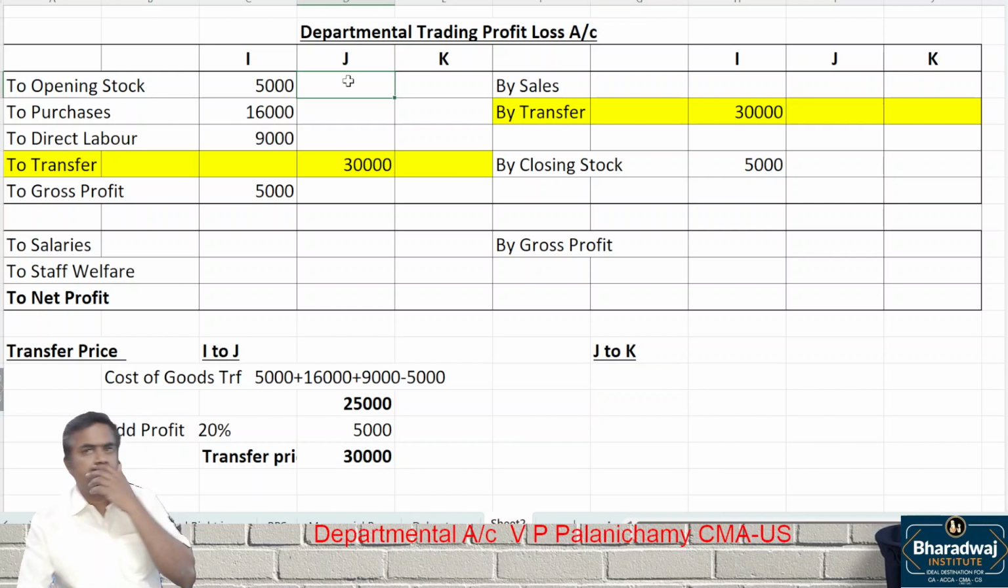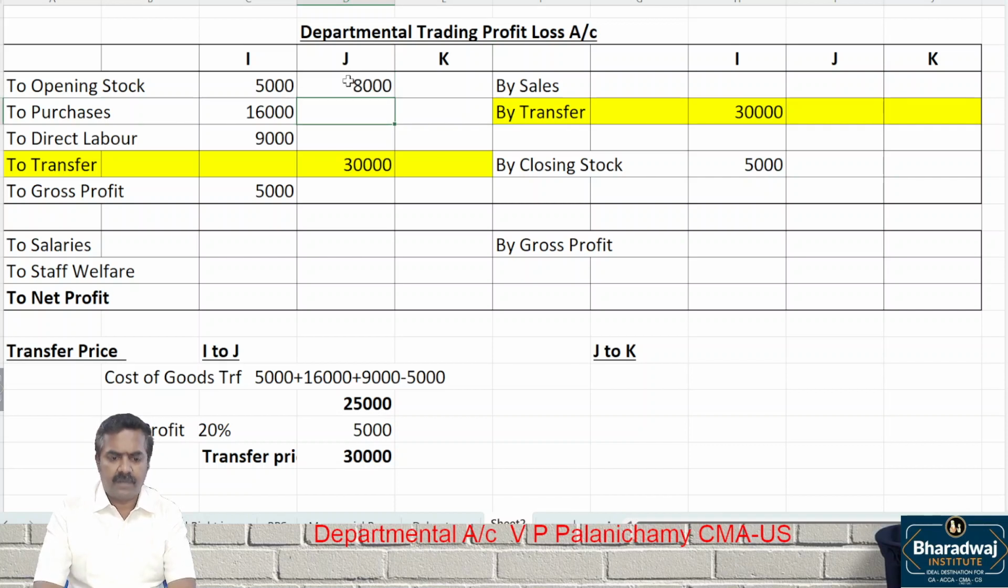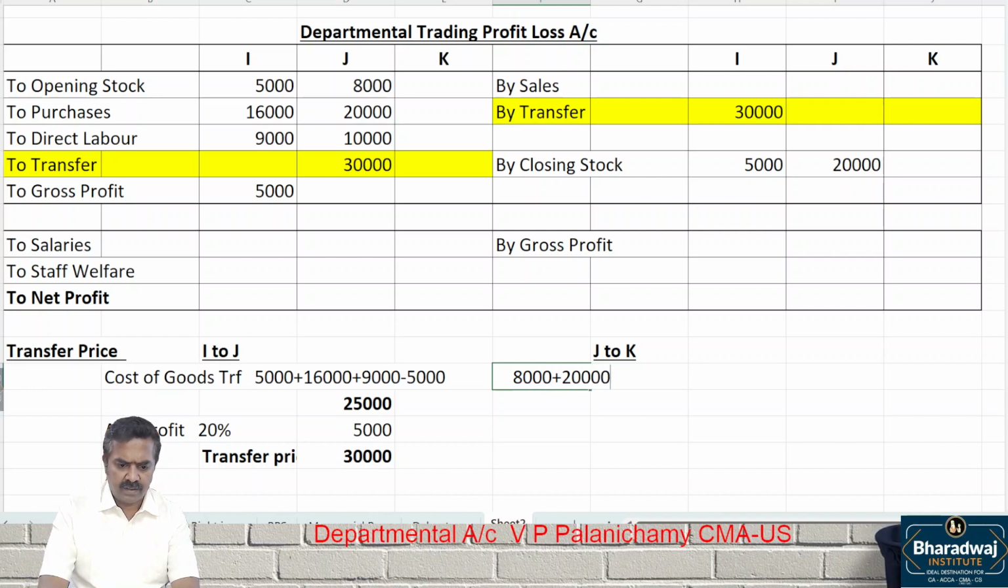J to K, what is the opening stock? J opening stock 8,000. Plus 20,000. K is labor 10,000. Plus 20,000 minus 20,000 closing stock. So cost of goods transferred from J to K will be opening stock plus material plus 10,000 direct labor plus the transferred goods from other department, which becomes a direct expense for the other department. J minus 20,000. What is the cost of goods transferred?